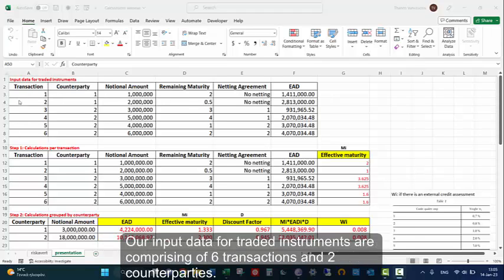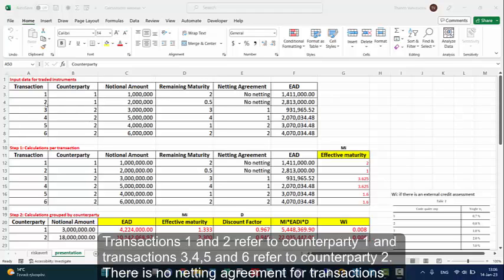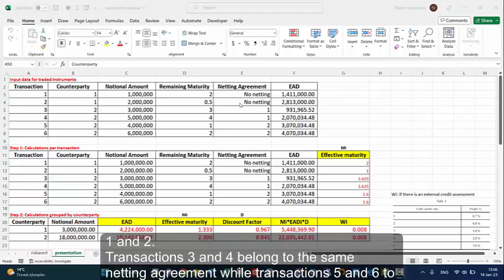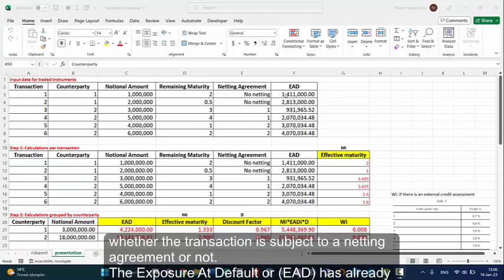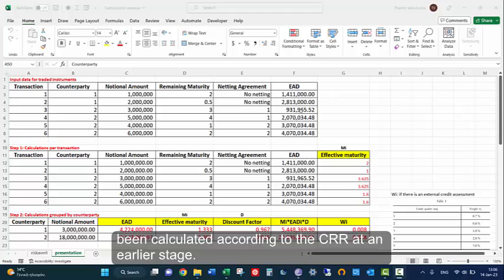Our input data for traded instruments comprise 6 transactions and 2 counterparties. Transactions 1 and 2 refer to counterparty 1 and transactions 3, 4, 5 and 6 refer to counterparty 2. There is no netting agreement for transactions 1 and 2. Transactions 3 and 4 belong to the same netting agreement while transactions 5 and 6 belong to another netting agreement. The remaining maturity refers to years, and the netting agreement column shows whether the transaction is subject to a netting agreement or not. The exposure at default or EAD has already been calculated according to the CRR at an earlier stage.